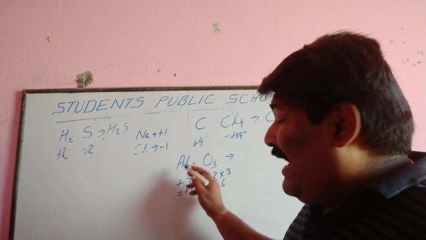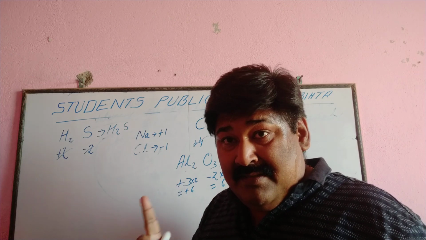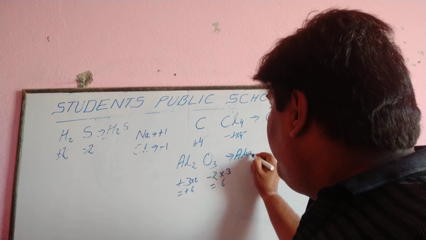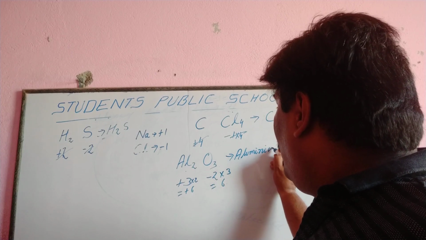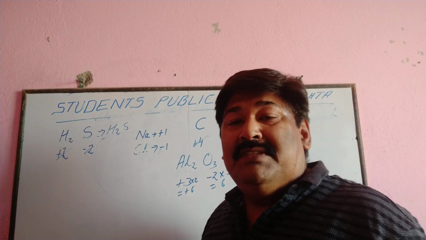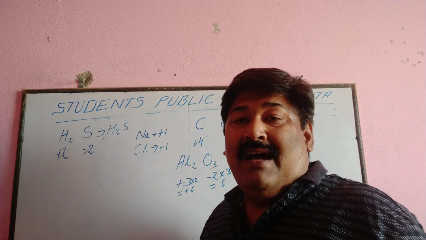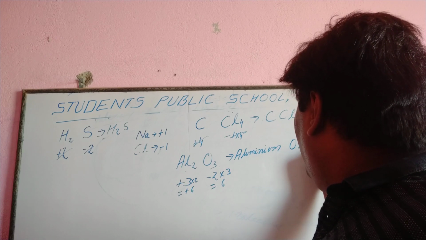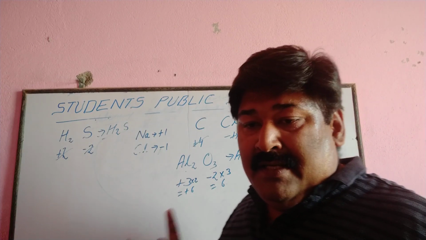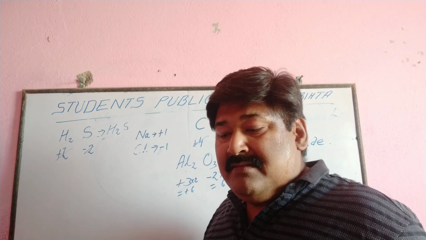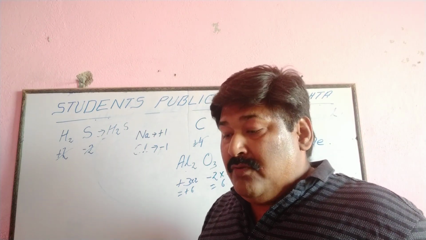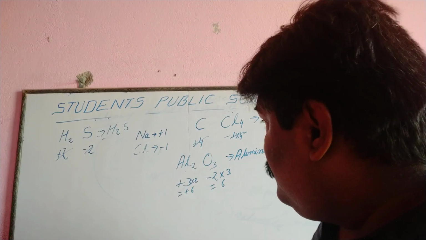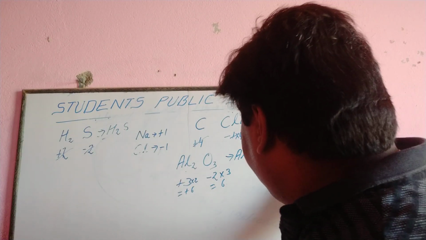What is the name? Aluminium is a metal, a positive ion. So aluminium as such, and then oxygen will be named as oxide. IDE is used. Oxide, aluminium oxide. Is it clear? Now we can do the practice. You do the practice at home. Many questions are given in your book. You can do it. Now come to molecular mass.